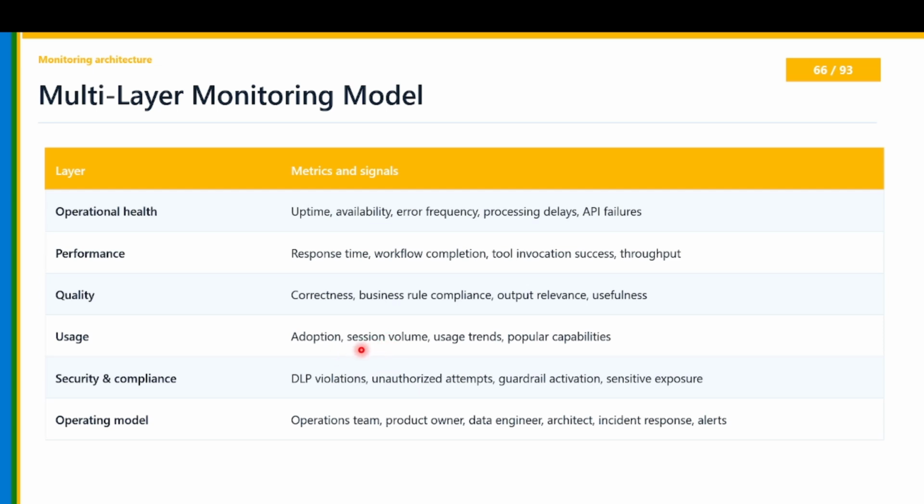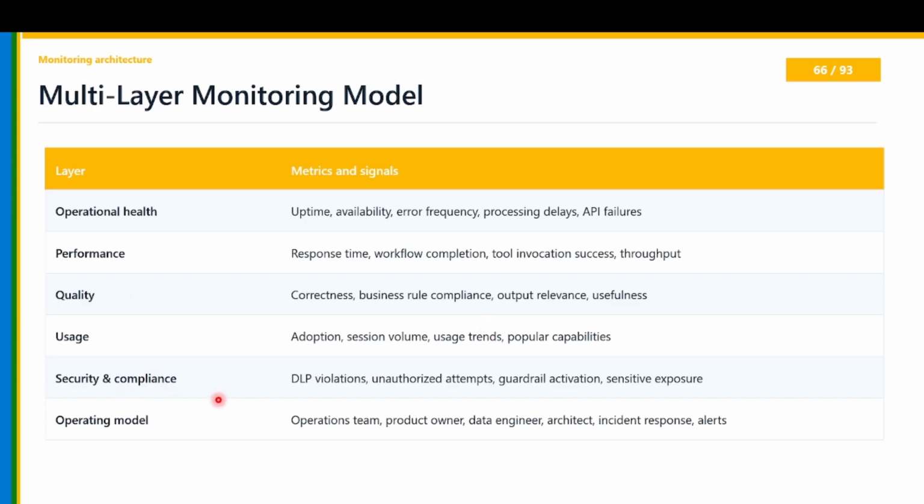So determine how the session is being used, say 1 hour per day, 2 hours per day. Usage trend, so follow the trend. Is it high or is it low? Popular capabilities. So what are they using it for? Is it meeting their need? Is it meeting their capability? And so on and so forth.